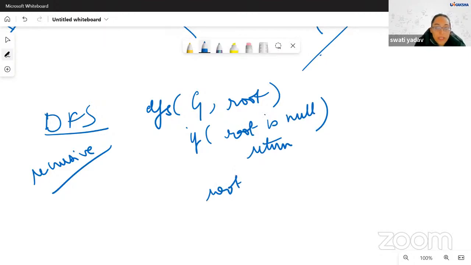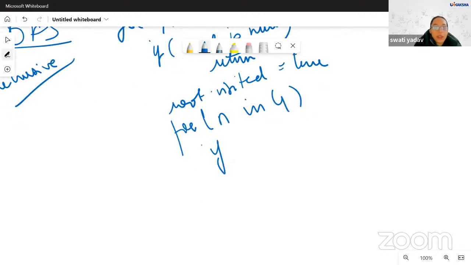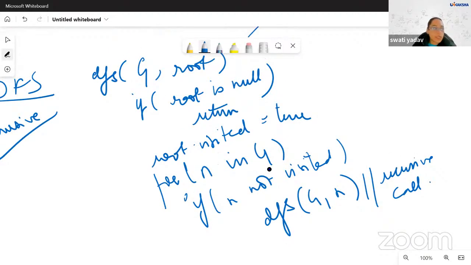And you mark the root as visited for the first time, that means you put it as true. Run a loop next to reach all the vertices, all the nodes which are in the graph. So for that, you need a loop. And then, since it is a recursive algorithm, if N is not visited, then run DFS again. That means this is the recursive call. This is what the algorithm or pseudocode of DFS looks like.